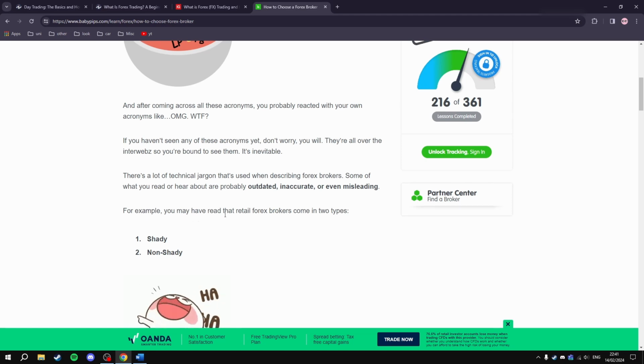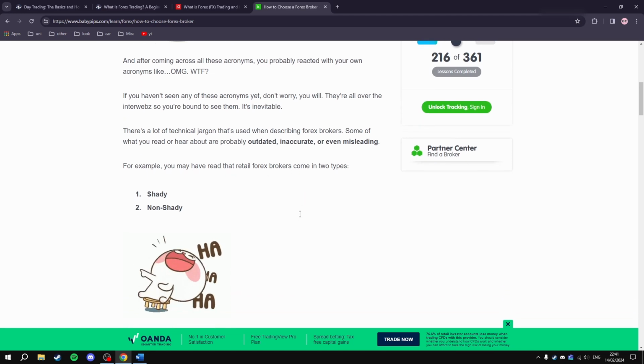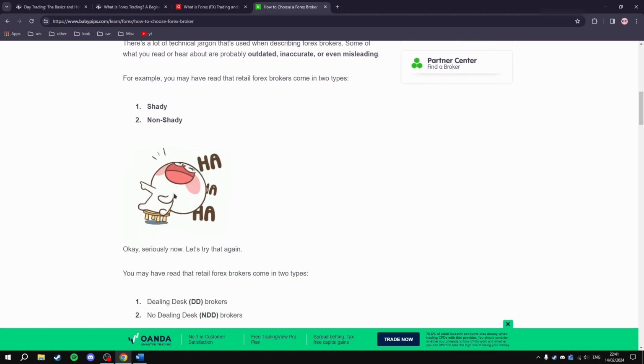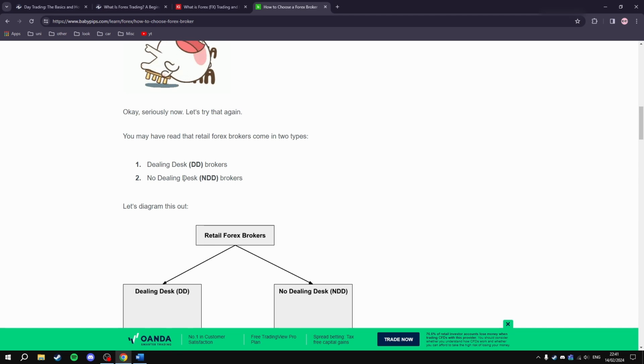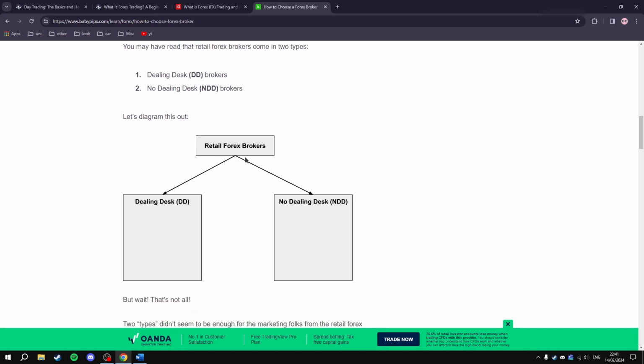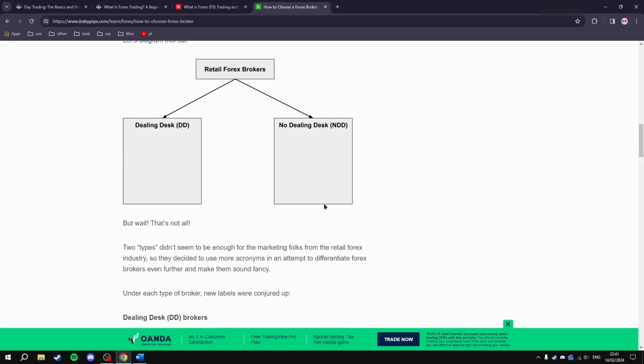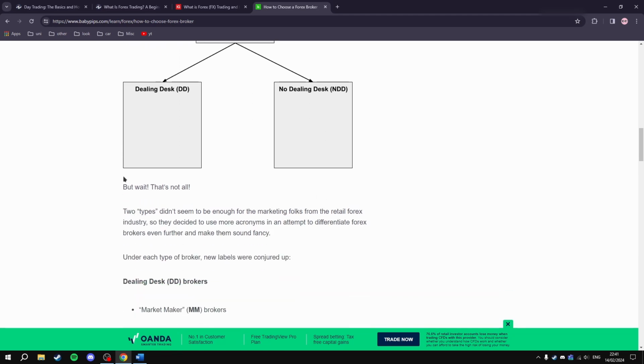For example, you may have read that retail Forex brokers come in 2 types: shady, non-shady. Okay, seriously now, let's try that again. You may have read that retail Forex brokers come in 2 types: dealing desk brokers and non-dealing desk brokers. Let's diagram this out. Retail forex brokers, dealing desk, non-dealing desk. But wait, that's not all.